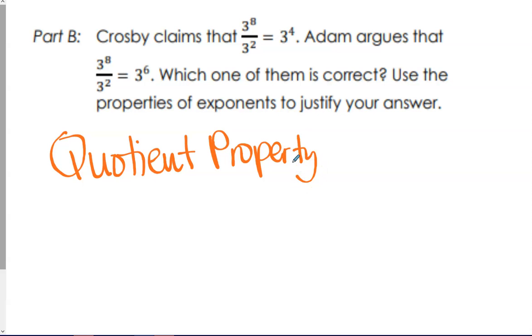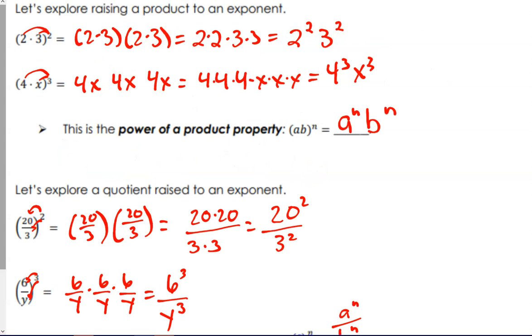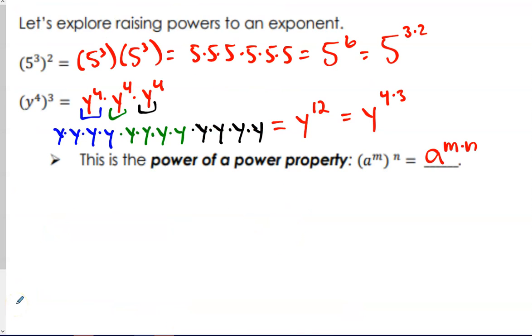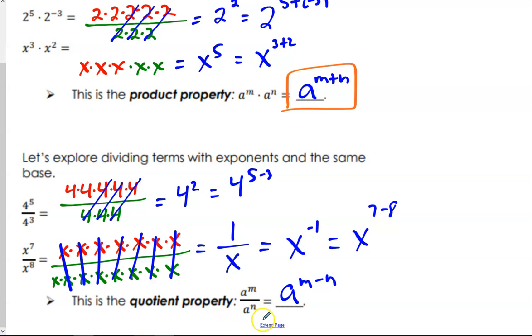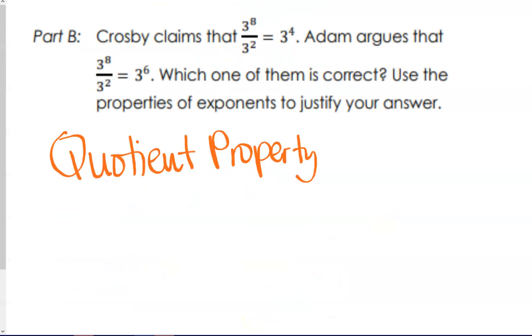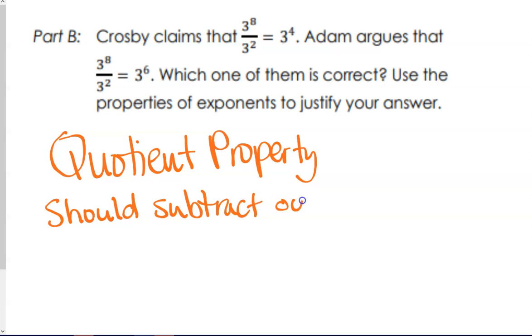Okay, and quotient property, where is it? Here it is. Quotient property tells me I am supposed to subtract my exponents when I'm dividing by the same base. So we should subtract our exponents.